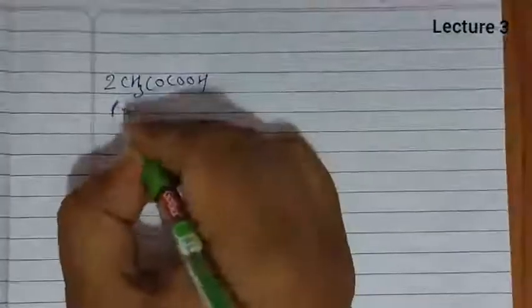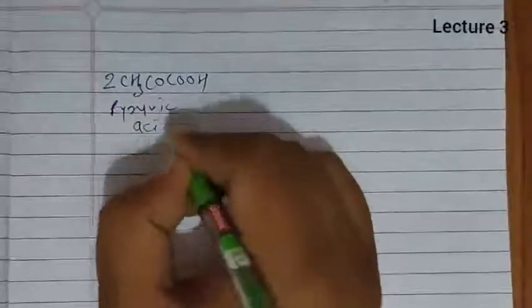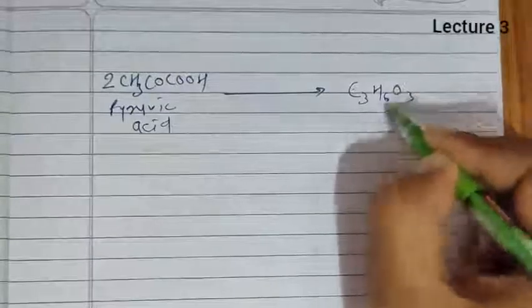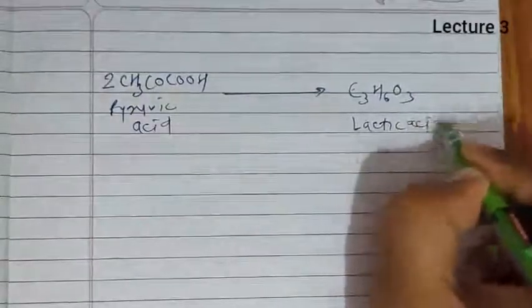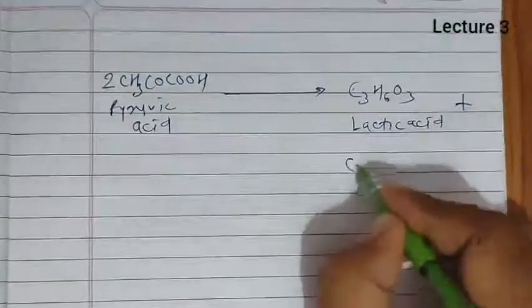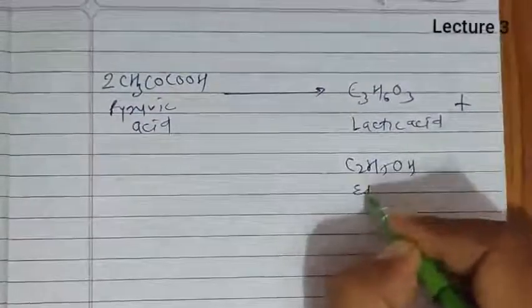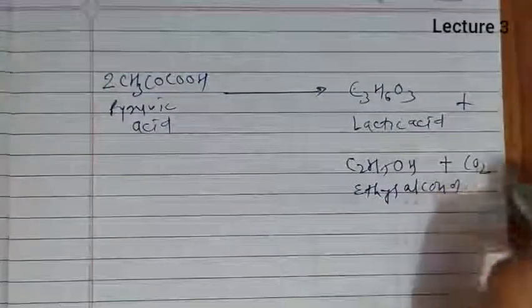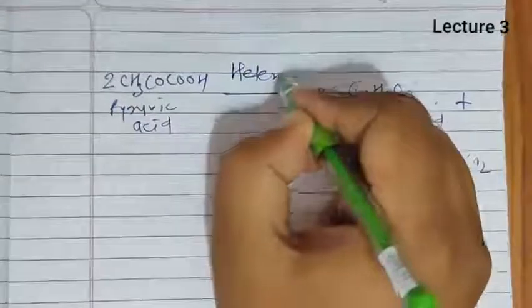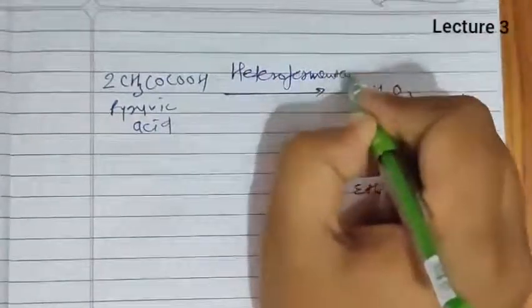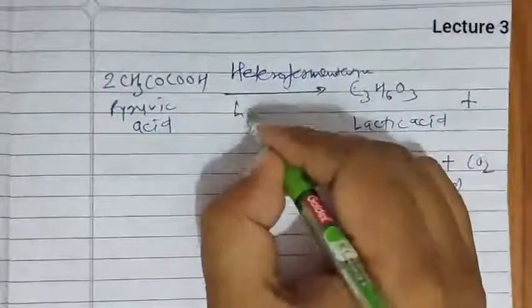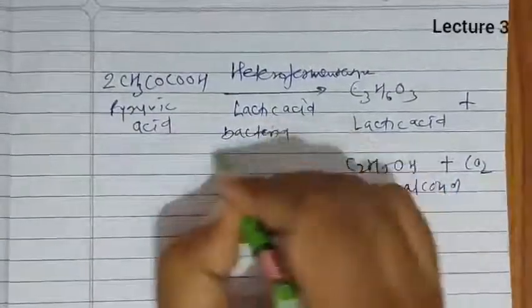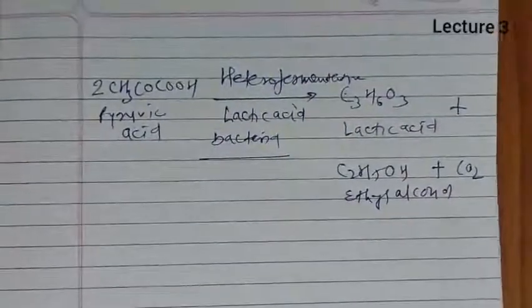CH3COCOOH, that is two molecules of pyruvic acid, converts into C3H6O3, that is lactic acid, plus C2H5OH, that is ethyl alcohol, plus CO2, in presence of heterofermentative lactic acid bacteria, which will synthesize lactic acid along with the ethyl alcohol.